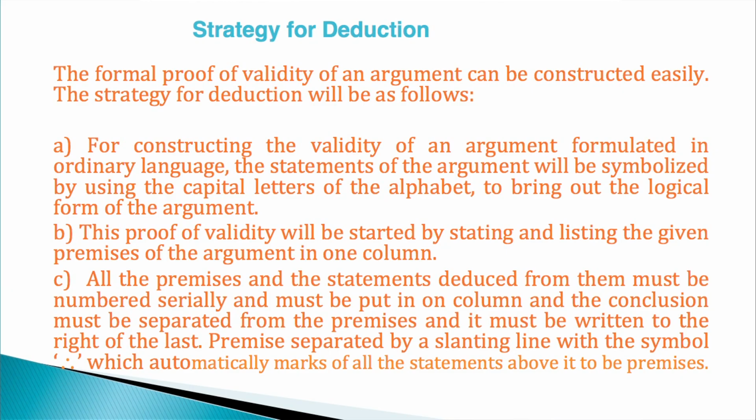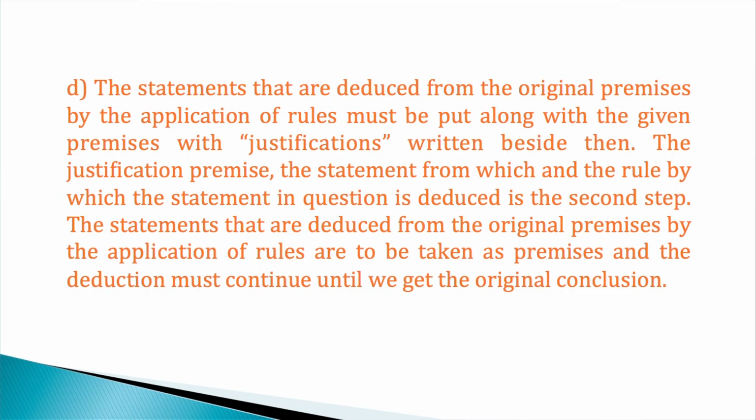Number 3. All the premises and the statements deduced from them must be numbered serially and must be put in one column, and the conclusion must be separated from the premises, and it must be written to the right of the last premise, separated by a slanting line with the symbol therefore, which automatically marks off all the statements above it to be premises. Number 4. The statements that are deduced from the original premises by the application of rules must be put along with the given premises with justifications written beside them.